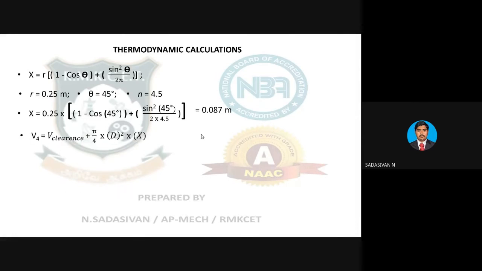V4 dash. So V4 dash equal to clearance volume. The clearance volume is not at all going to change. It is constant. It is always there, even when you are moving the piston to top dead center. Plus pi by 4 d square into, instead of L you put X here, because you have not traveled the full L, you have traveled only up to X. So clearance volume is always there available above the piston, plus pi by 4 d square into X. When theta is 45, I have traveled this much distance. That distance, if you multiply here, you will get the appropriate amount of volume at the position 4 dash.